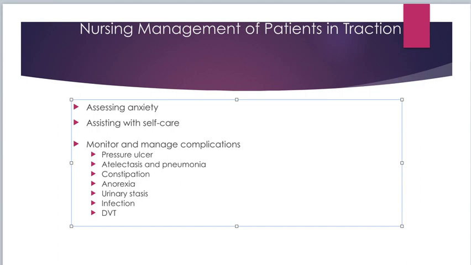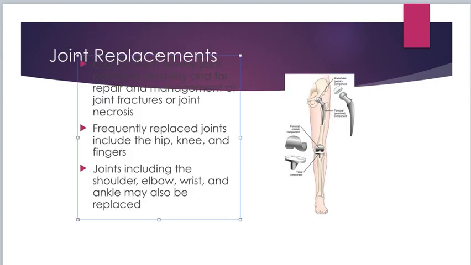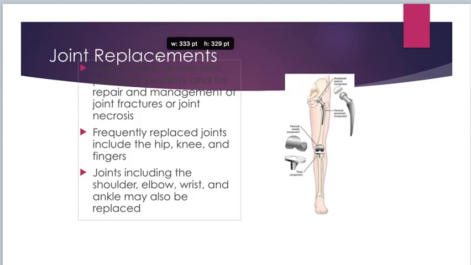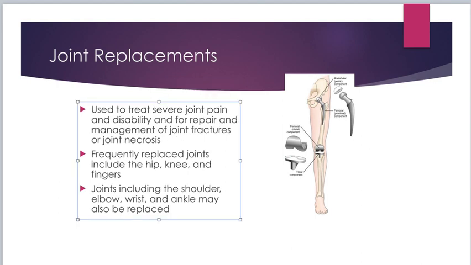constipation, use of stool softeners, anorexia, what sounds good to the patient to eat, urinary stasis, are we encouraging them to raise the head of the bed, void when they feel the need, infection, DVT, pressure ulcers, that sort of thing. So then we get to, let's say they've had a joint replaced.